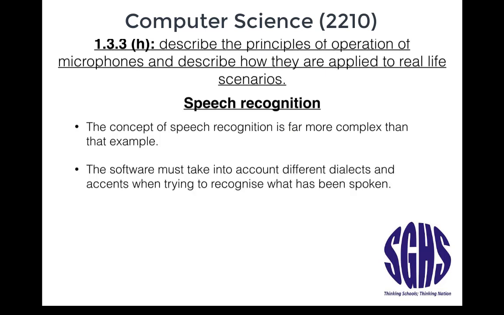The reason for this is the software must take into account different dialects and accents when trying to recognize what has been spoken. Now, this is pretty important because people around the world have different accents. It's like the Indian accent, the Russian accent, the, I don't know, the Asian accent. Anyway, it's pretty complex for the software having to take into account all of this.